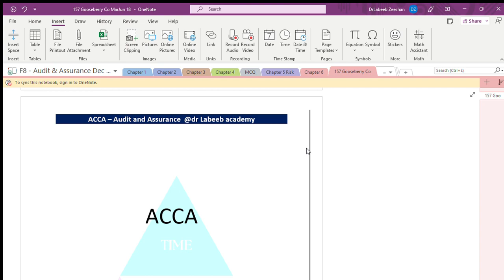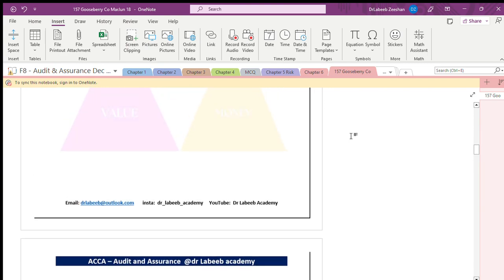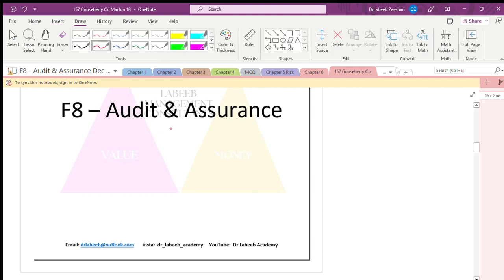Coming back to this, what we are going to study in this session. We are talking about audit and assurance. So many people have given me a request to come up with some video with respect to substantive procedures. This is one of the important topics which is going to be there in the examination. Every question paper will have one question on substantive procedure.